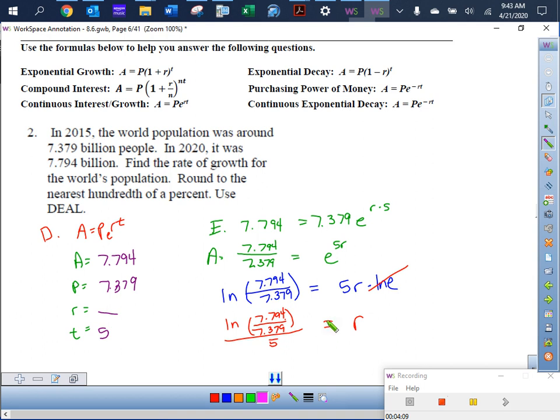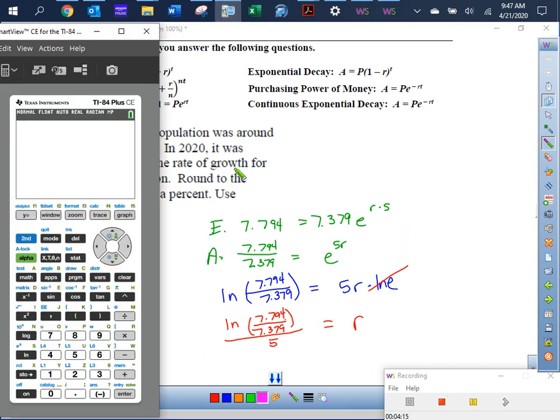And now for the toughest part, is to just punch this guy into our calculator. So what I'll do is I'll figure out this numerator, the natural log. Remember, that button is right here. And it starts the parenthesis for us of 7.794 divided by 7.379. Close that guy up. I'm just going to hit equals after this. So I get this nasty number, and that's got to be divided by 5.